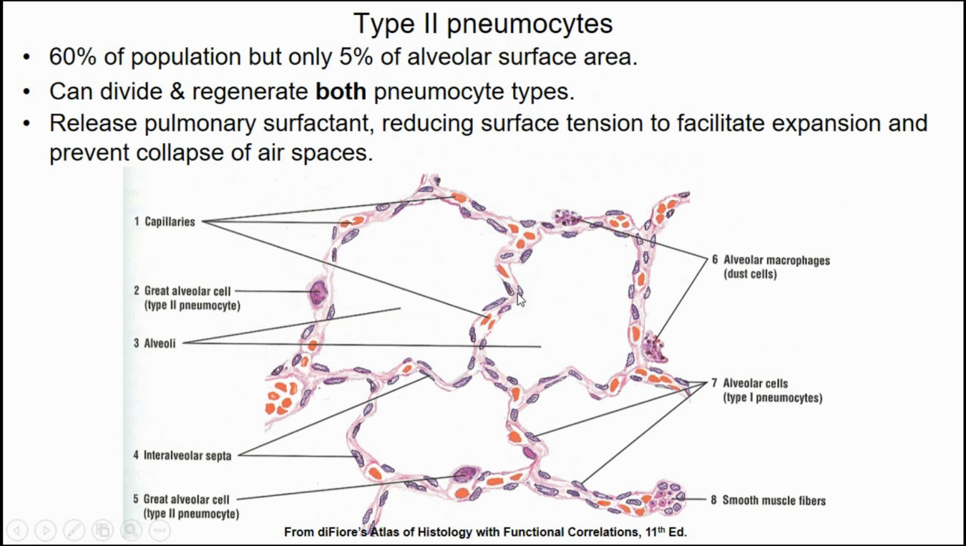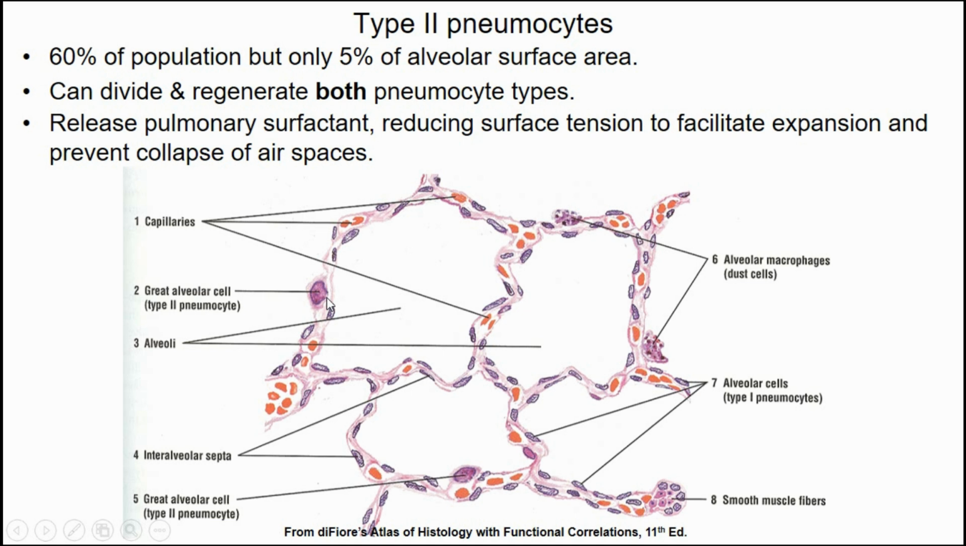Next up we have type 2 pneumocytes. Now they make up 60% to 80% of the population, but they're squat. They're kind of rounded, pardon me. They take up less space. They're not smaller, but they're rounded.